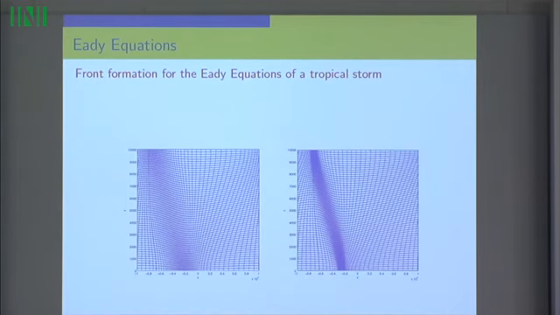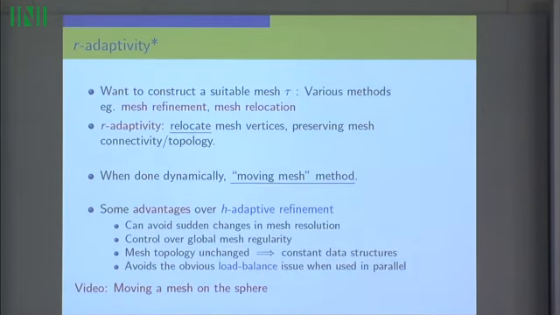And then on top of that, you then put a finite volume scheme, in this case, to compute the solution, or you could use discontinuous Galerkin or whatever scheme you like. Okay, so I'm going to talk about meshes in the context of something called R adaptivity. What is R adaptivity?